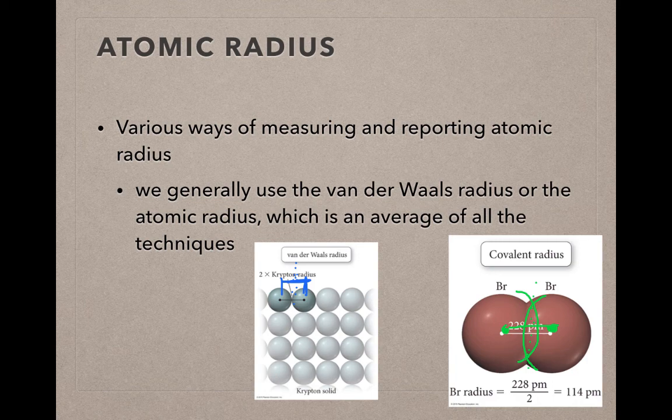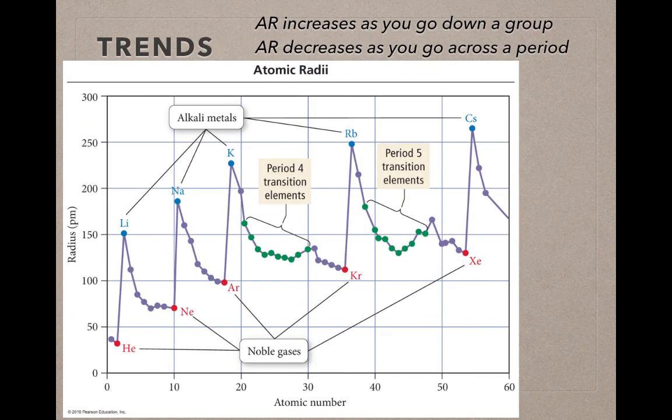So we look at all the different techniques. They all make different assumptions, and a lot of times they'll get different values, but they're always going to be close. And so a lot of times we use this atomic radius method, which is usually just an average of all those different techniques. We can look at some of the trends that we have.